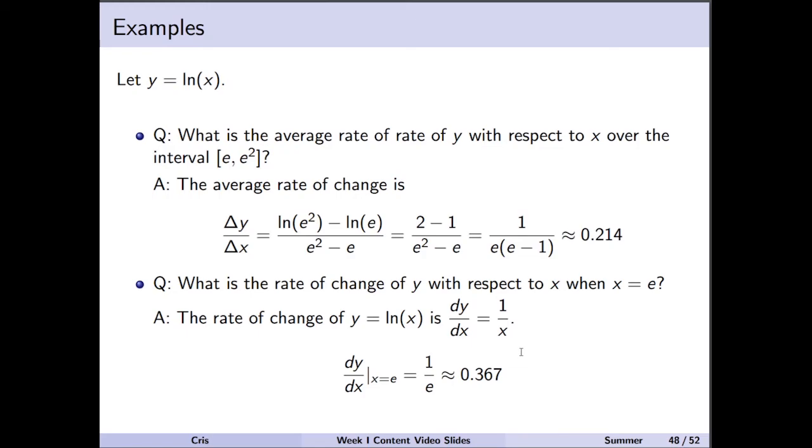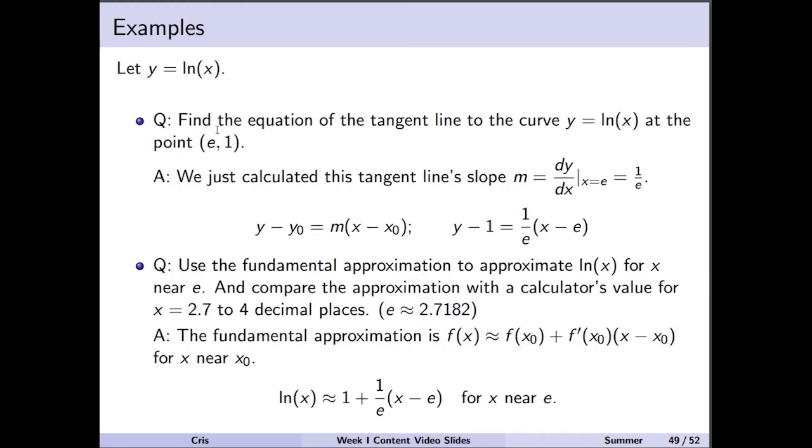Now the rate of change is the same thing as the slope of the tangent line. So the next question, predictably, is find the equation of the tangent line to the curve y equals the natural log of x at the point e comma 1. Well, we really just calculated the slope of this tangent line. The slope m of this tangent line is the rate of change of y with respect to x when x is equal to e. And we just saw that's 1 over e. So if we use the point slope formula for the point where x naught is e and y naught is 1, we see that the equation of the tangent line is y minus 1 equals 1 over e times the quantity x minus e.